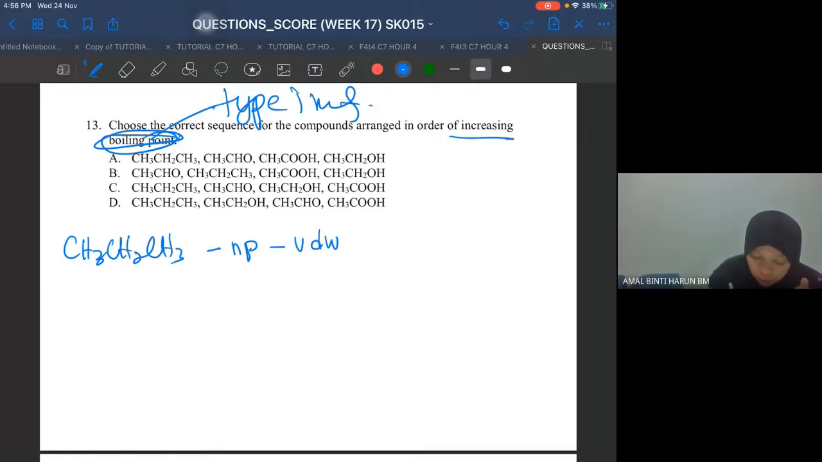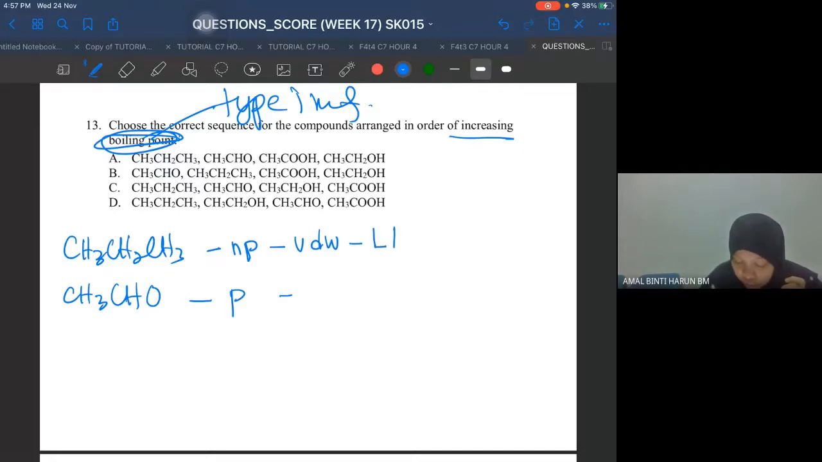Okay, then CH3, CHO is polar but, okay, this is van der Waals force, right. This one is only London forces. So this is van der Waals force also but dipole force. Now we have CH3 again.